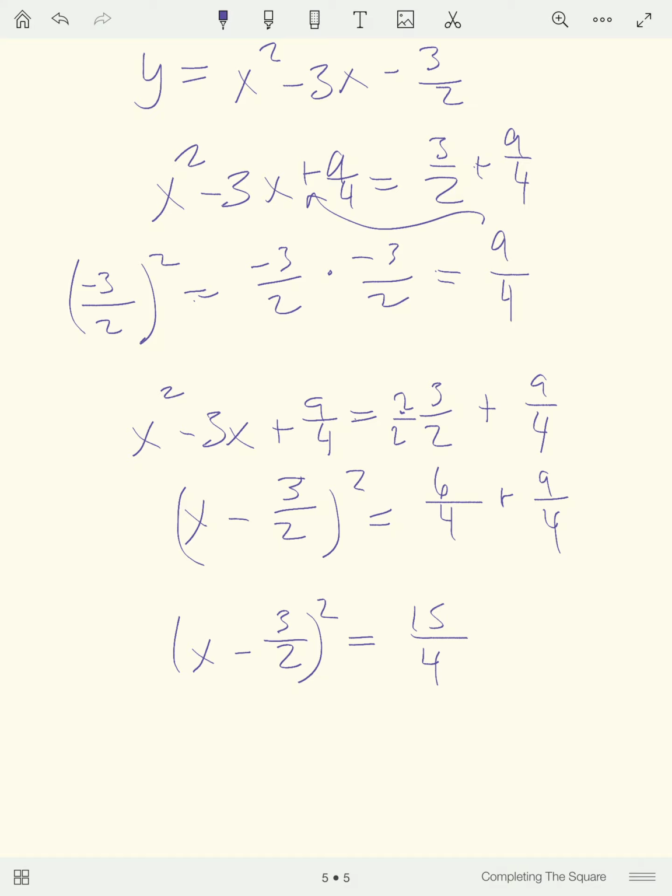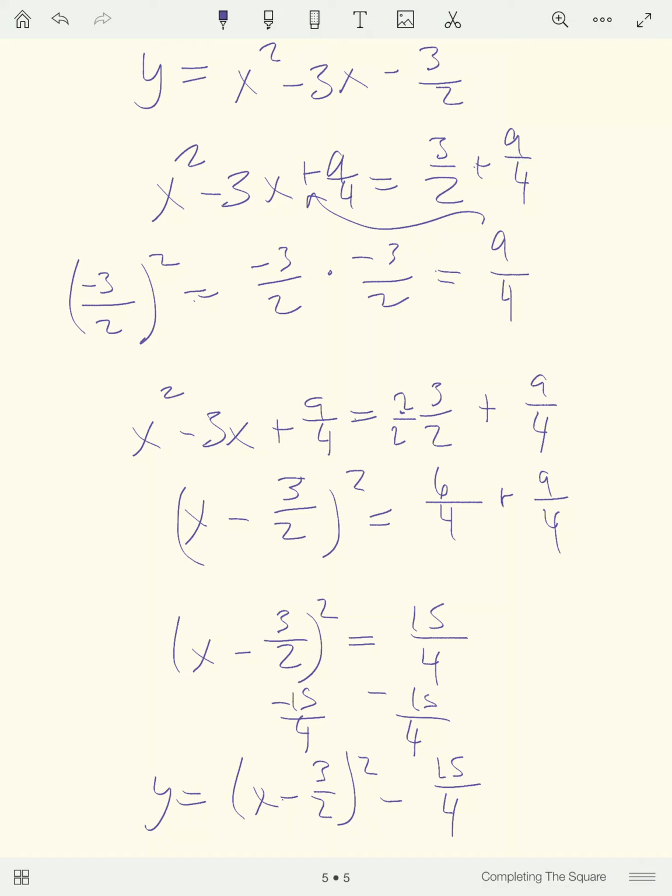Also not simplifiable, so all we're going to do is to complete the square. Let's say our instructions were simply to complete the square. We would move that over by subtracting 15 over 4 from both sides. And we would end up with y equals x minus 3 over 2 squared minus 15 over 4. And that is our completed square.